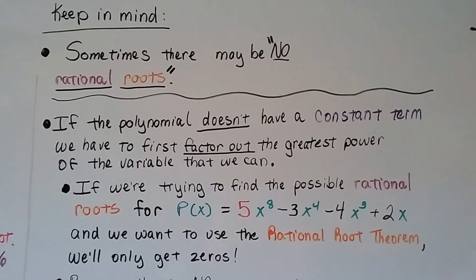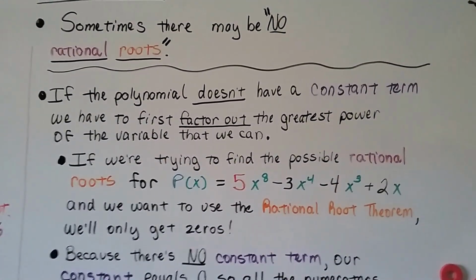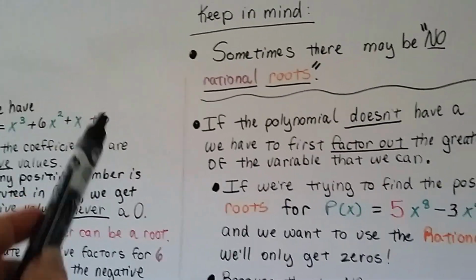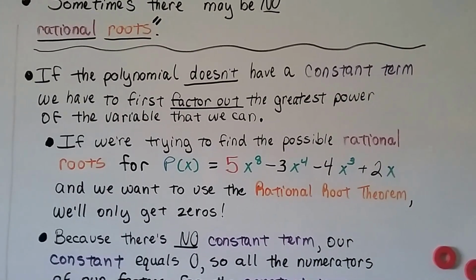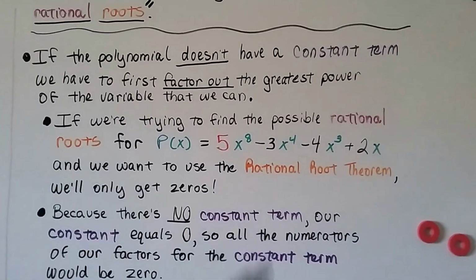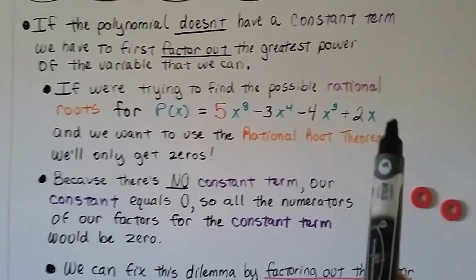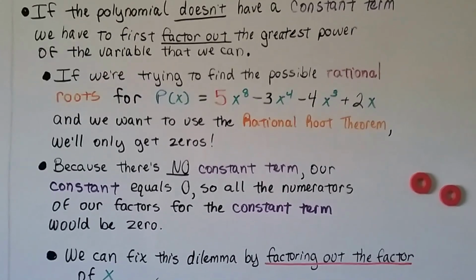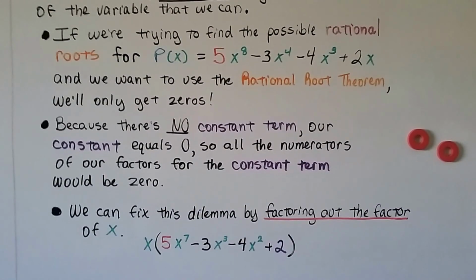If the polynomial doesn't have a constant term, we have to first factor out the greatest power of the variable that we can. So I've been showing you what to do when there's a constant and getting the factors, but what do you do when there's no constant? All we have to do is factor out. Now, because there's no constant term, our constant is equal to 0. So all the numerators of our factors for the constant term would be 0. And we can fix this dilemma by factoring out the factor of x.